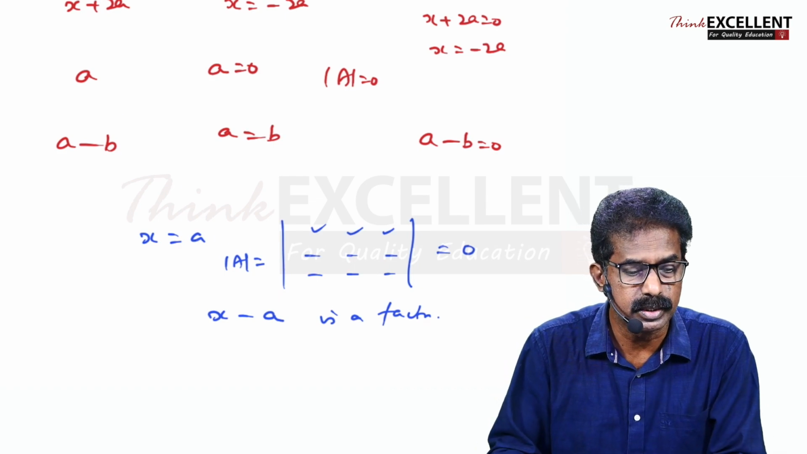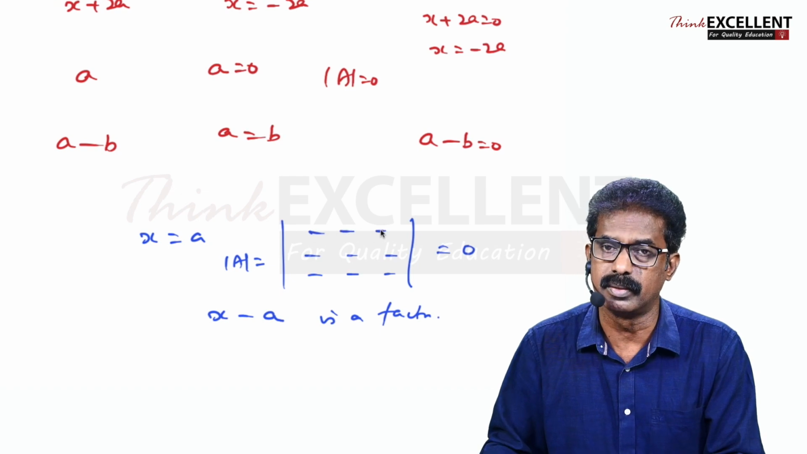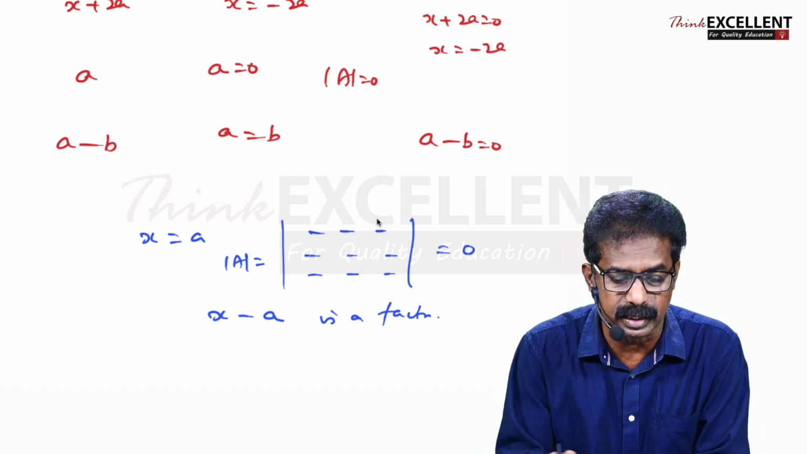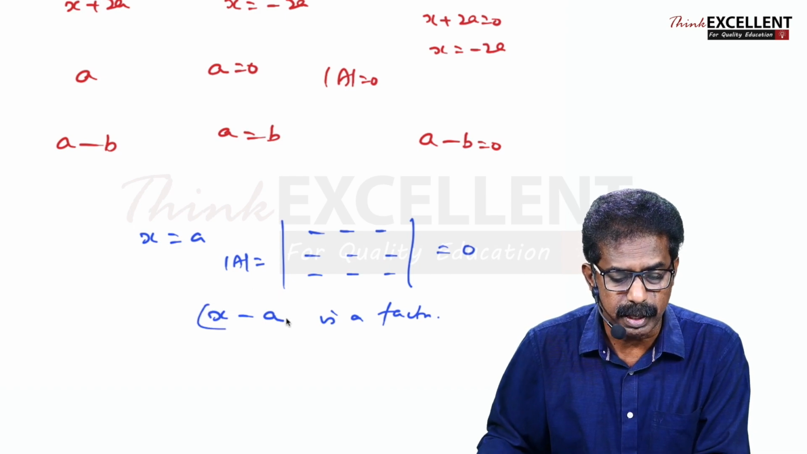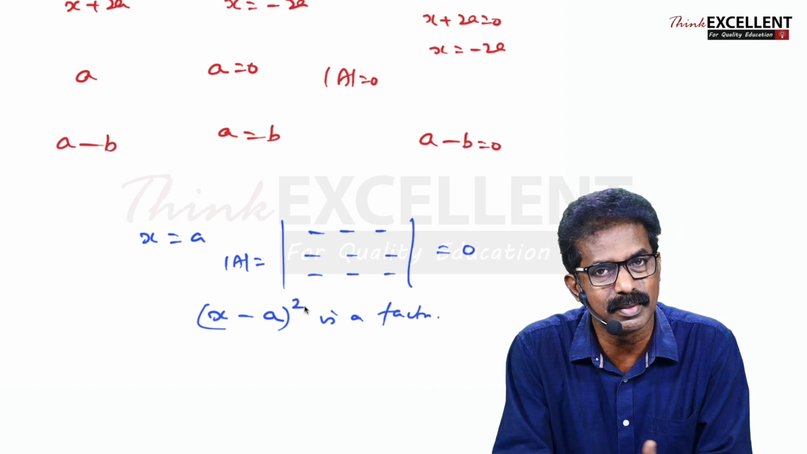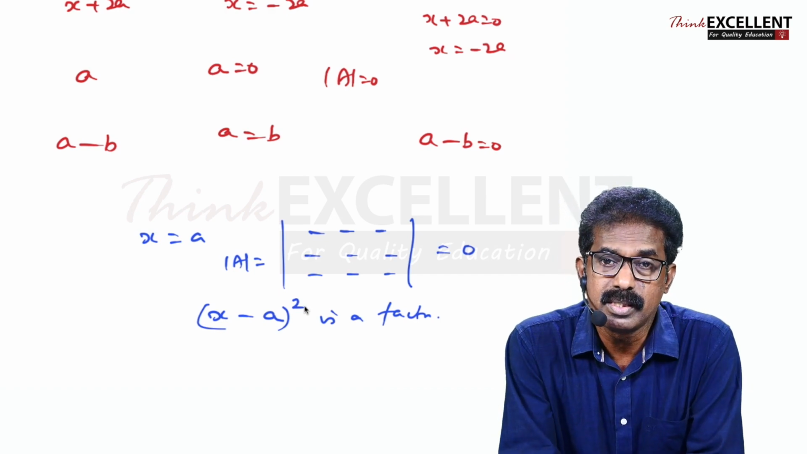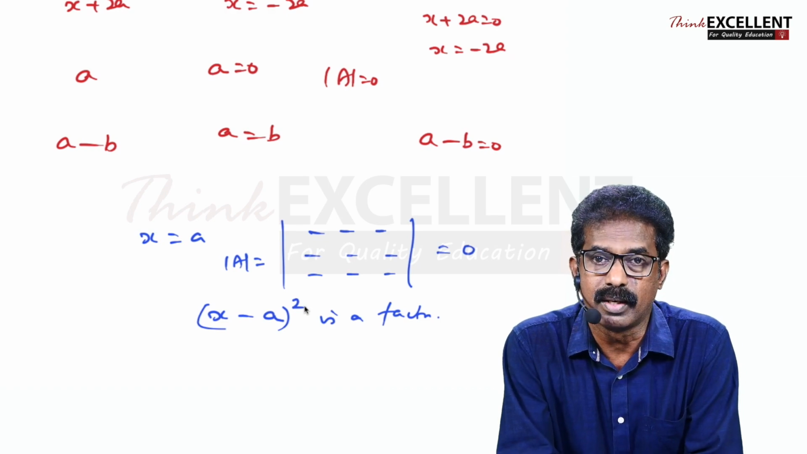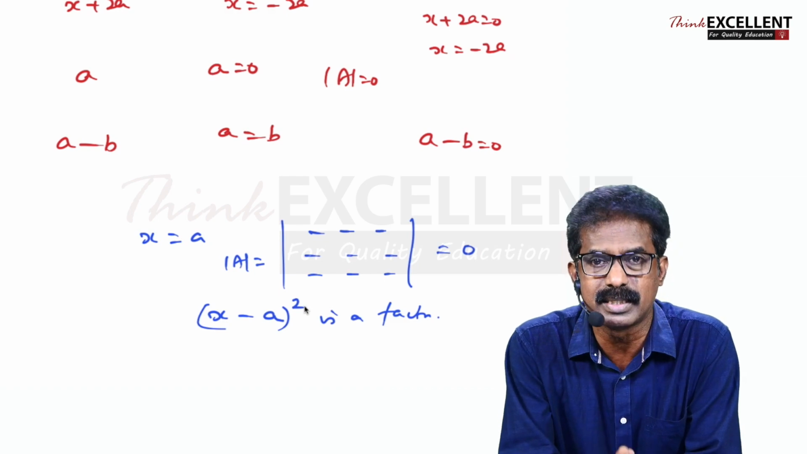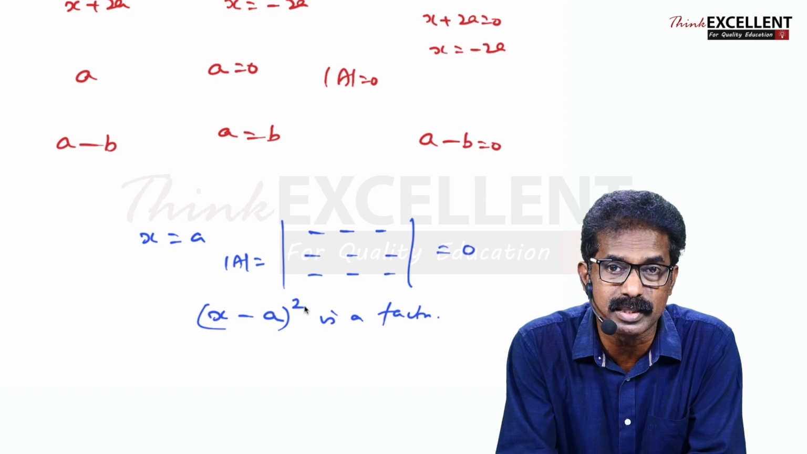Suppose when you put x is equal to a, all the three rows are identical, or all the three columns are identical. Then you can say x minus a, the whole square, is a factor. If two rows are identical, the value is 0. Three rows are identical also, the value is 0 only. But which is a factor when you put x equal to a? When two rows are identical, you say x minus a raised to 1, x minus a is a factor. If three rows are identical, reduce 1: x minus a square is a factor.